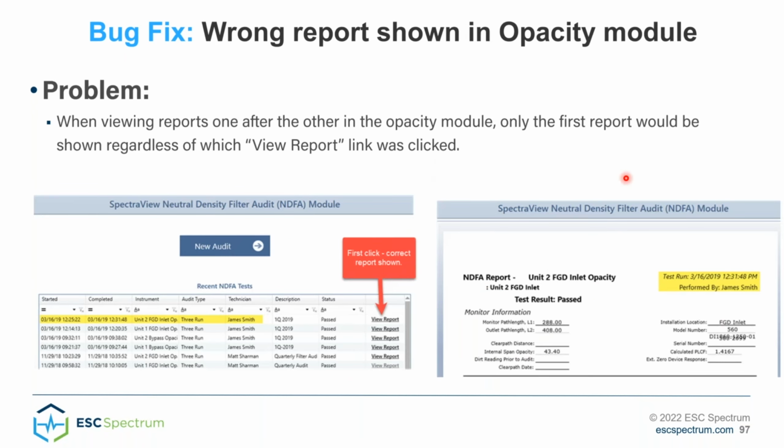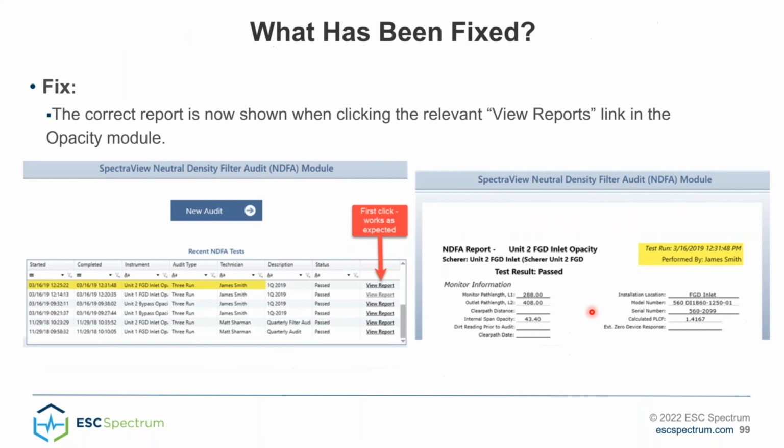Wrong report shown in the opacity module. If you clicked view report and actually got the wrong report, it was a little refresh issue that we fixed. That should now be fixed correctly.